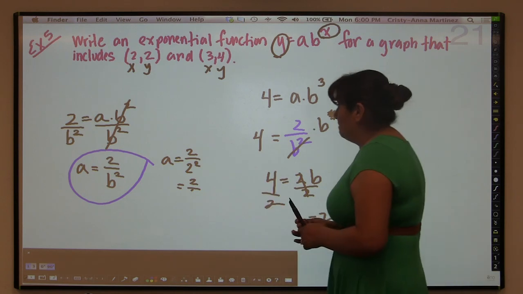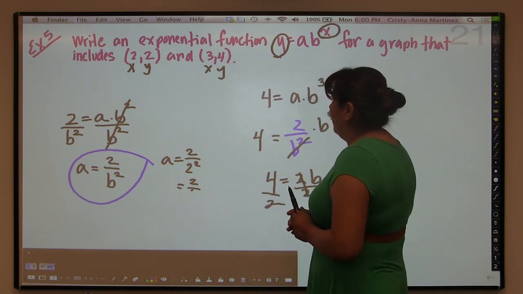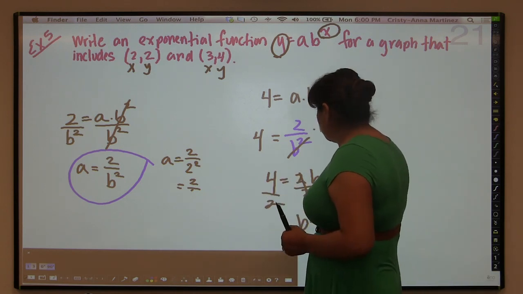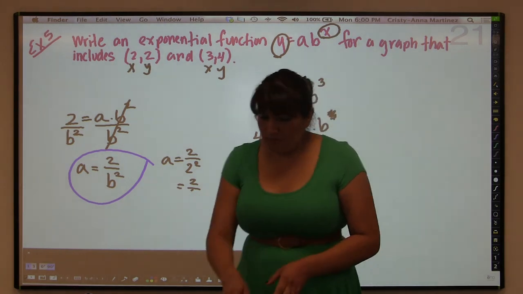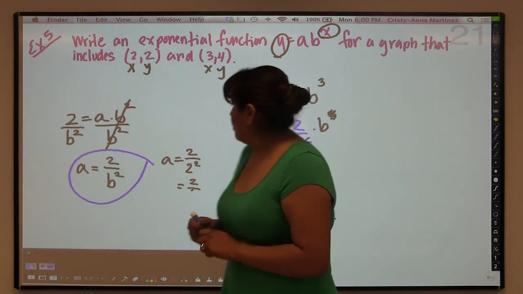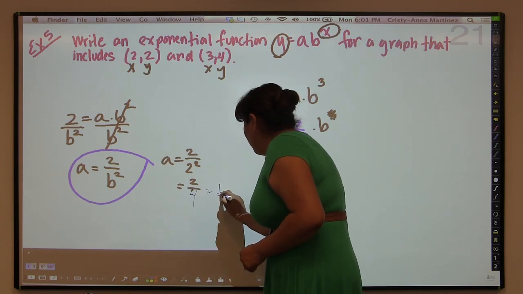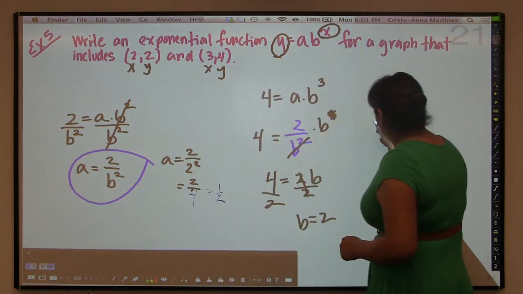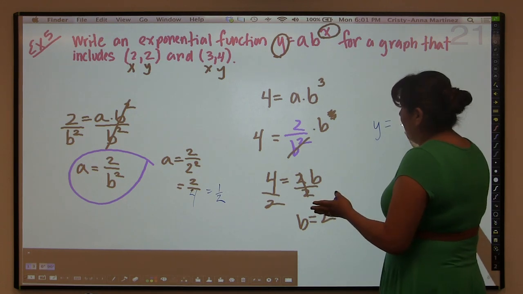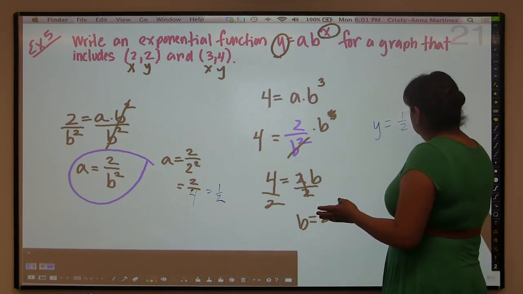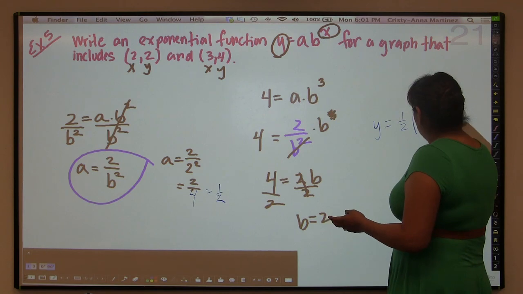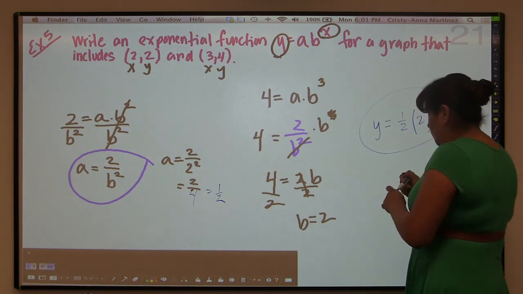Okay, so we're almost done, so I'm just going to go ahead and tell you that b is 2, and I'm going to use my marker over here. This is 2 over 4, which is basically 1/2. So we know that the answer is y equals a, a is 1/2, times b, which is 2 to the x power, and that would be your equation.